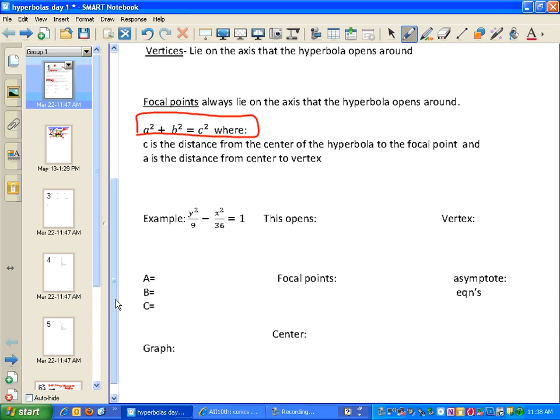Up and down. Up and down. Why is it up and down? Because the y squared is positive, so this opens up and down.